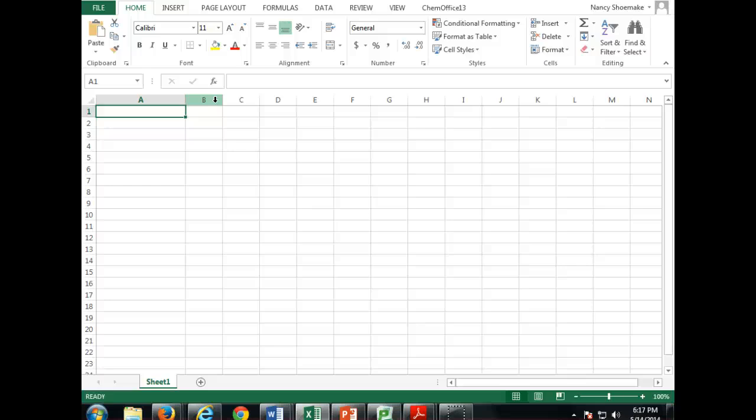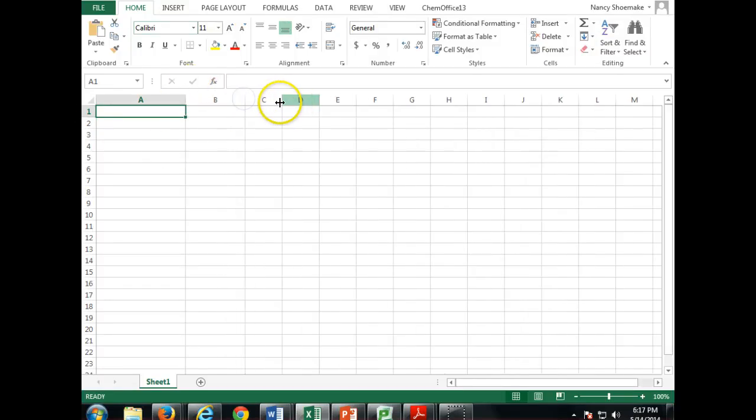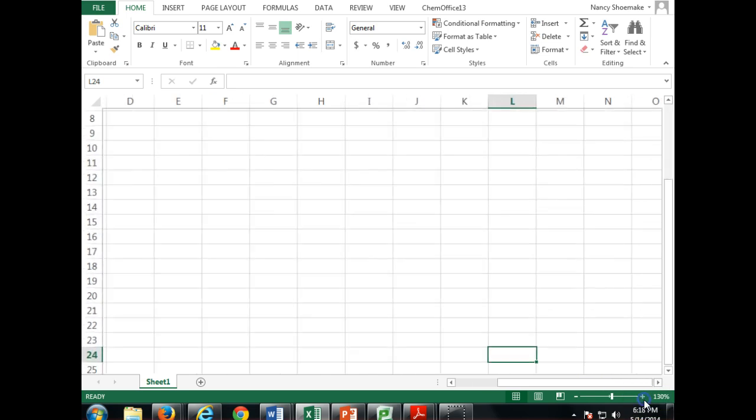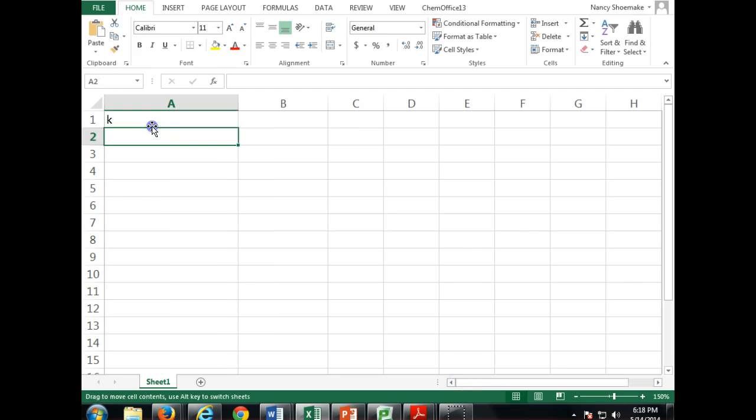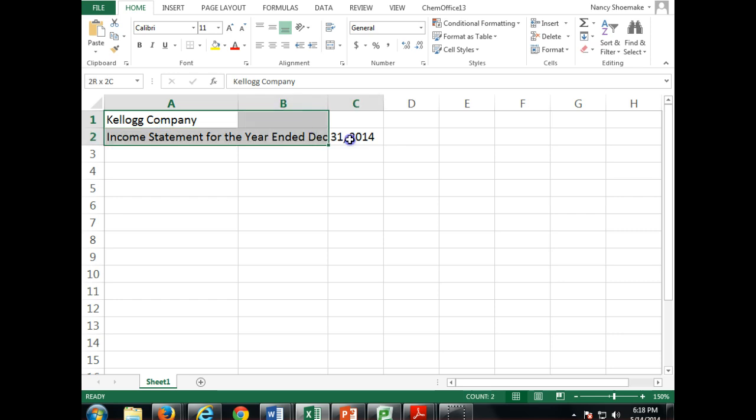Okay? So let's talk about this income statement. What's the first thing we have to do when we're dealing with an income statement? We're always going to show the name of the company. So we're going to show Kellogg Company. And this is the income statement for the year ended December 31st, 2014.